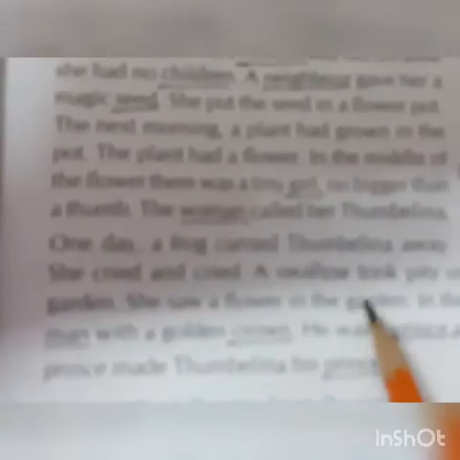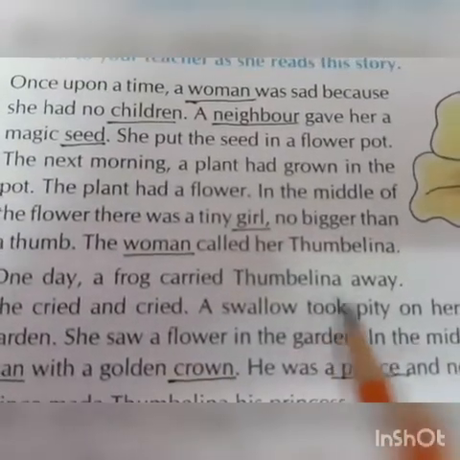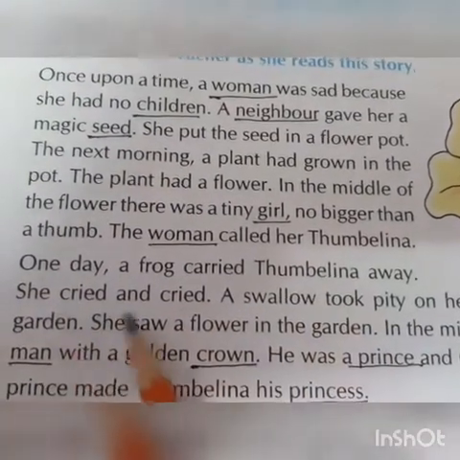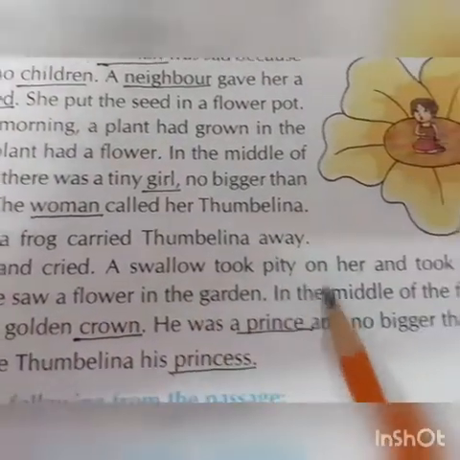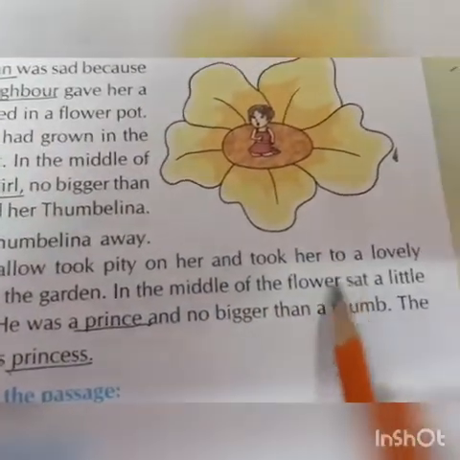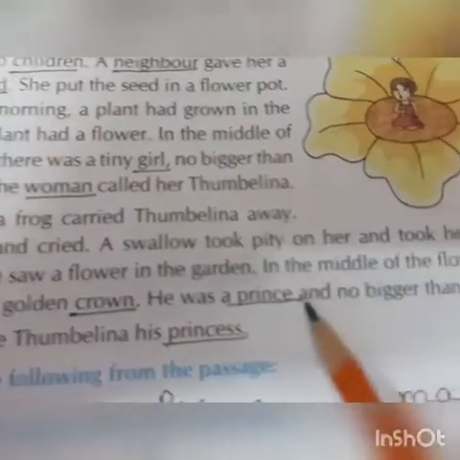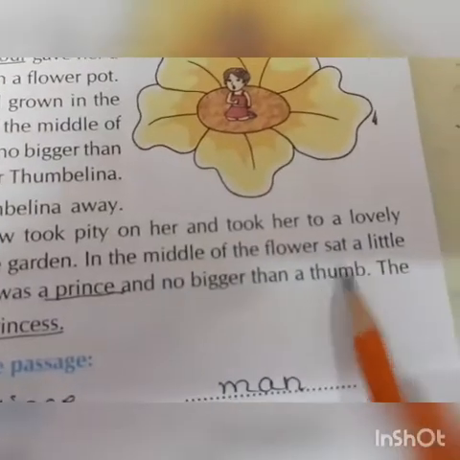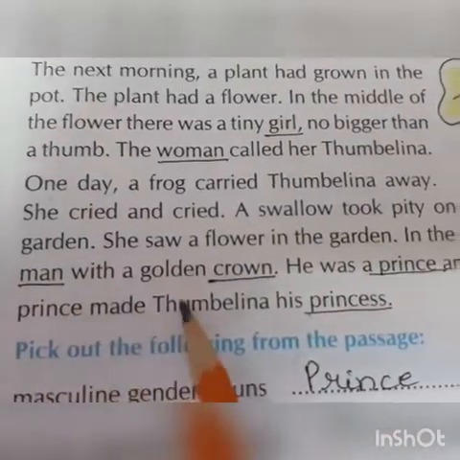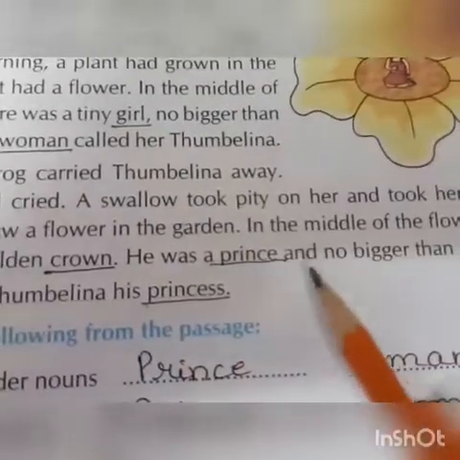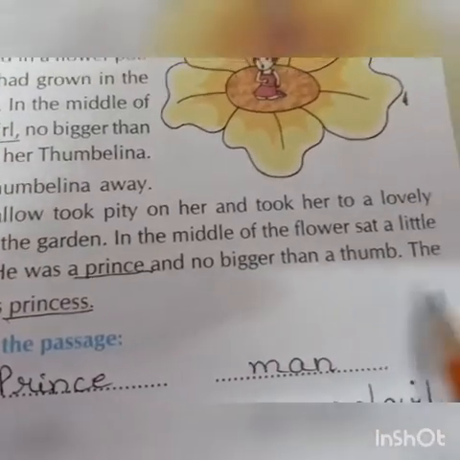One day, a frog carried Thumbelina away. She cried and cried. A swallow took pity on her and took her to a lovely garden. She saw a flower in the garden. In the middle of the flower sat a little man with a golden crown. He was a prince and no bigger than a thumb. The prince made Thumbelina his princess.